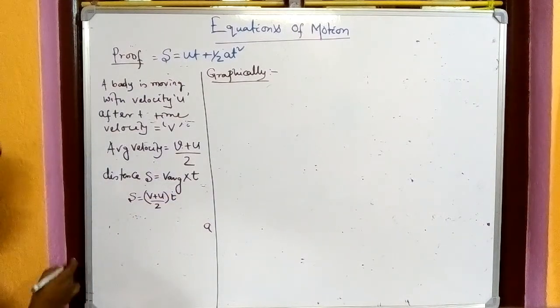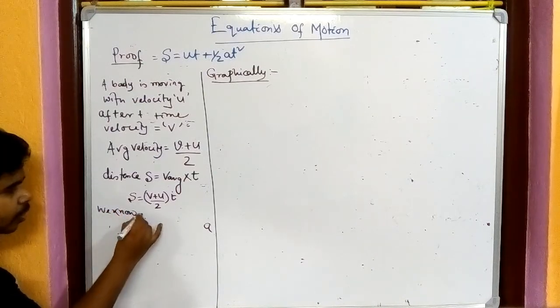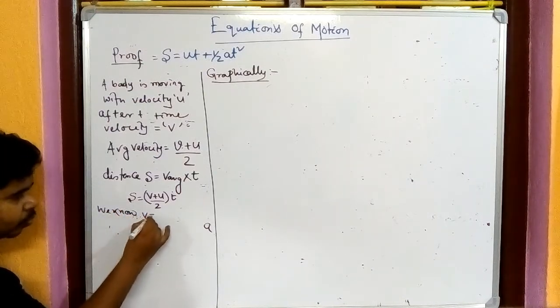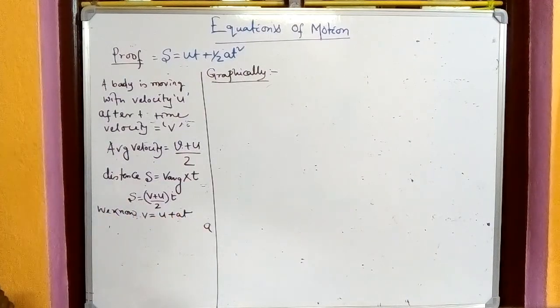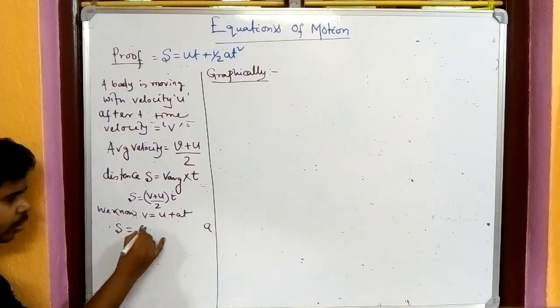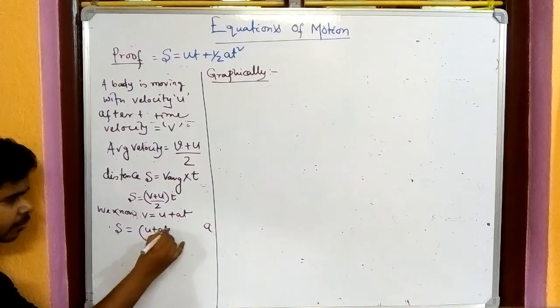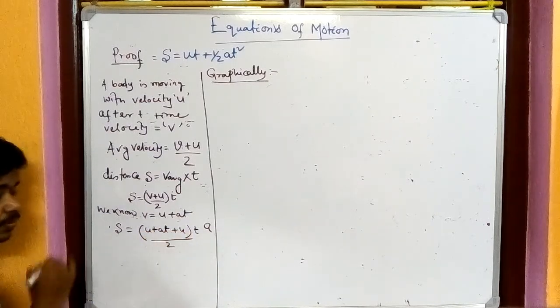Again, we know that. What we know? We know v equals u plus at. That we know. v equals u plus at. Put the value here. So S equals (u plus at plus u) into t by 2.